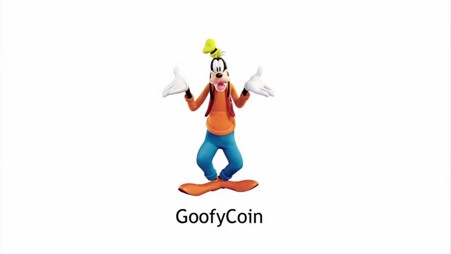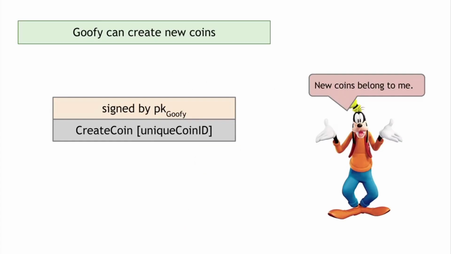And it works kind of like this. There are just a couple rules of Goofy Coin. The first rule is that Goofy can create new coins. Goofy can make a new coin whenever he wants, and when he makes a new coin, it belongs to him. So when Goofy makes a coin, it's represented by a data structure like this. Here you have the create coin operation, and there's a unique coin ID that Goofy generated, and then there's a digital signature that was put on it by Goofy, which anyone can verify. So anyone being given this can verify that the signature is valid and that it's a signature of this statement. And new coins belong to Goofy by definition because those are the rules that Goofy made. So that's the first rule. Goofy can create new coins.